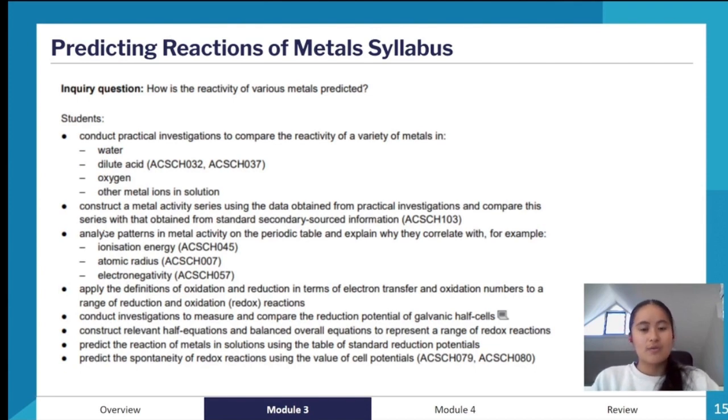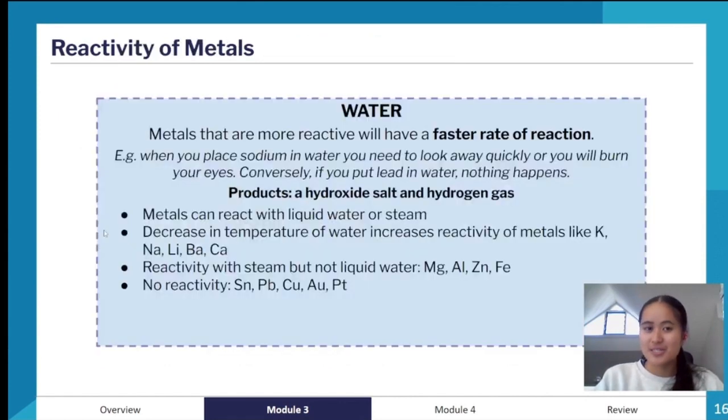And then we'll look at redox. So redox is quite difficult. It may take some time to understand, so we'll take some time on that one. But yeah, we'll just get started right into the second inquiry question.